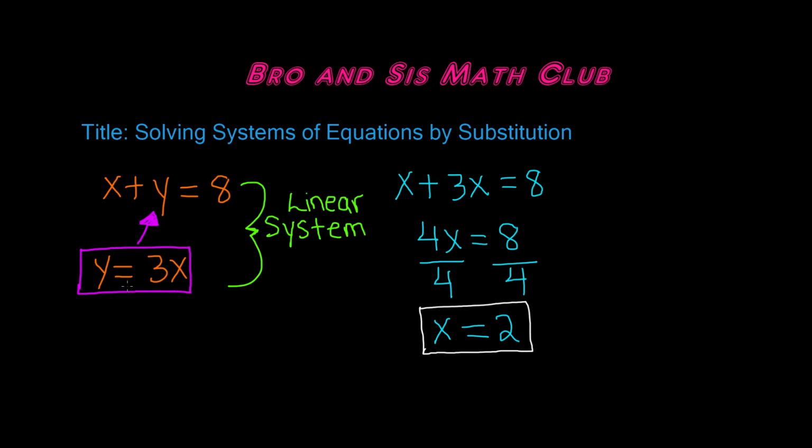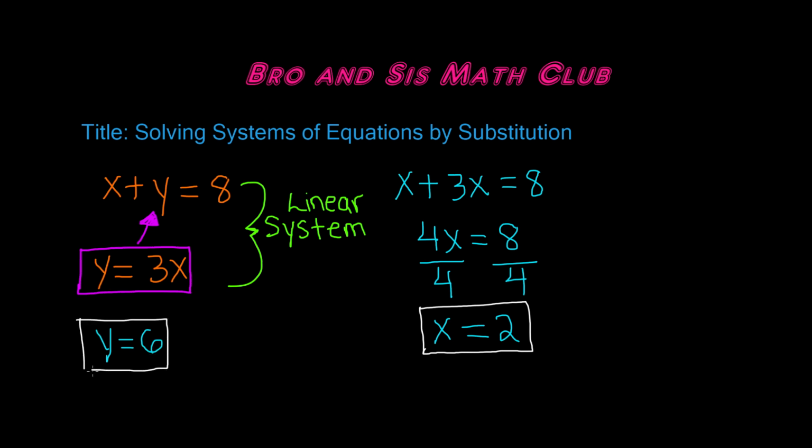Now if we go back into this equation, we know that y is equal to 3 times the value of x. Now we can plug in the value of x in either one of the equations, but I think it would be simpler if we just plug it into this equation, because all we have to do is multiply 3 by the value of x, which is 2. That means 3 times 2 is 6, so the value of y is equal to 6.